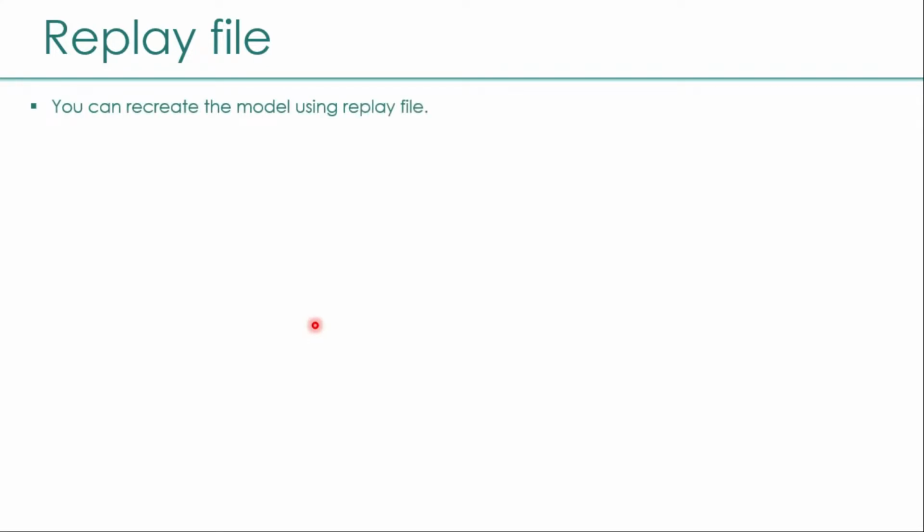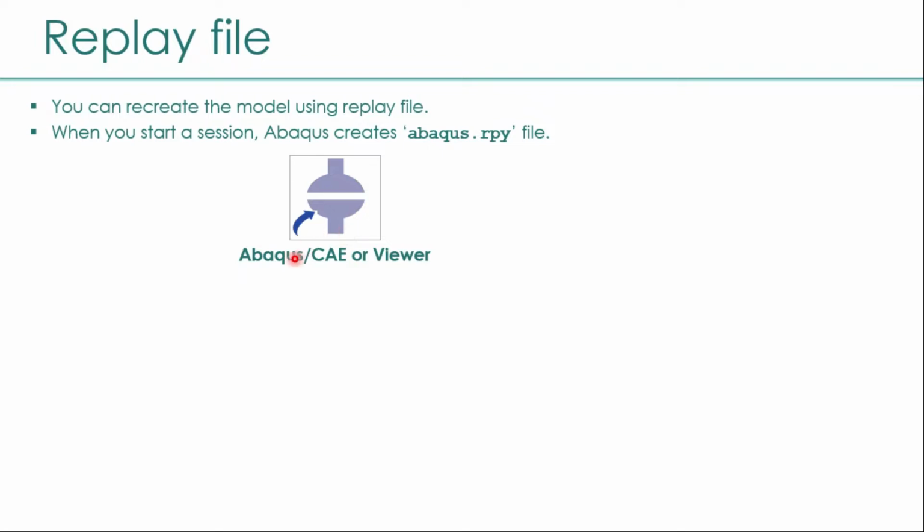So why are the replay files important? Because using this replay file you can recreate your model database. So how are these replay files created? Whenever you start a new session, Abaqus creates this abaqus.rpy file. So this file is nothing but the replay file. Whenever you start your Abaqus CAE or Viewer, Abaqus creates this RPY file, and when you start working in your Abaqus CAE or Viewer window, all these actions are converted into Python and written to this Abaqus replay file.